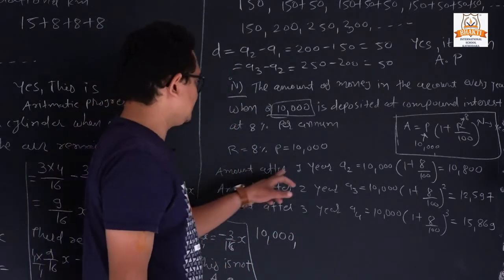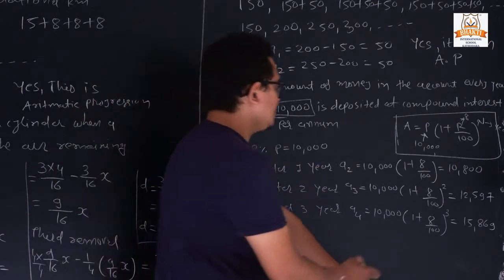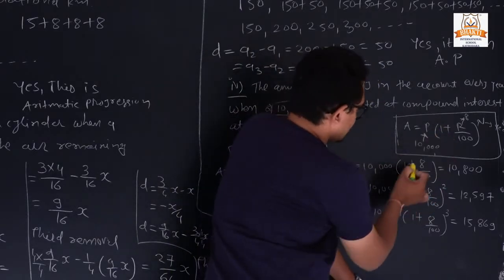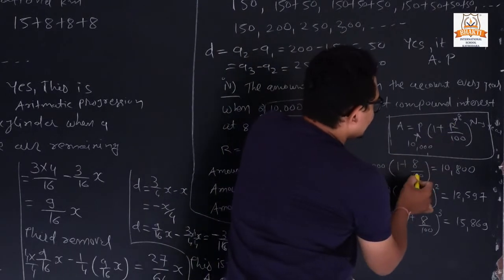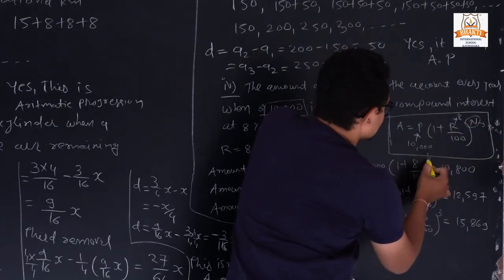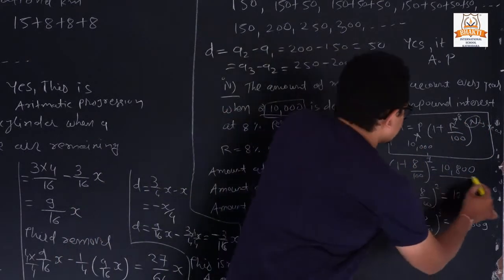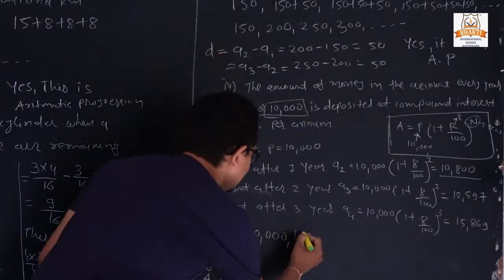Now for the first year, so for 1 year, here we put P equal to 10,000, 1 as usual, R equal to 8, and N equal to 1 year. So here we write 1. And if we simplify this, the answer is 10,800.